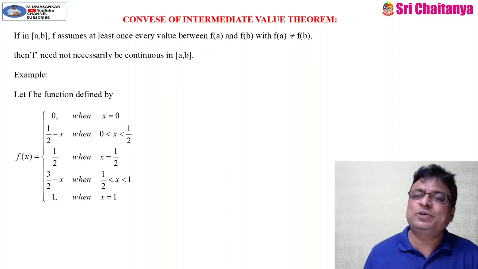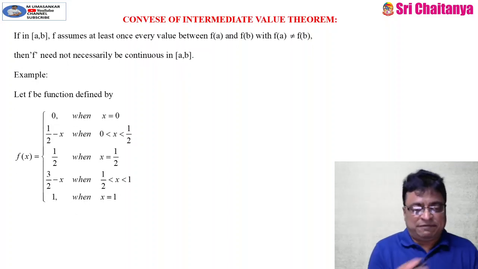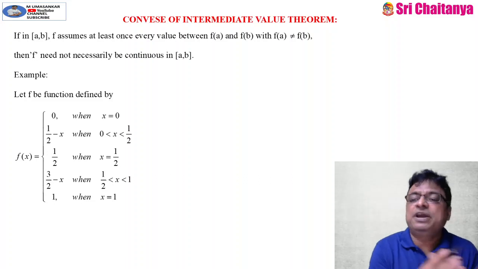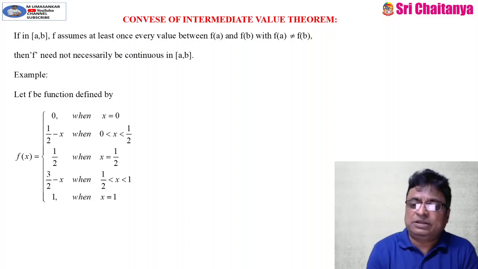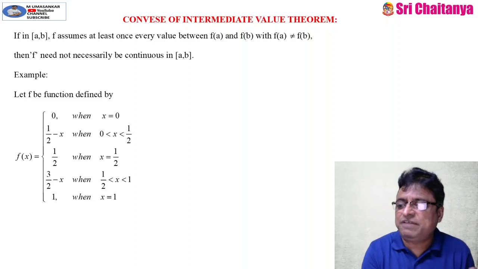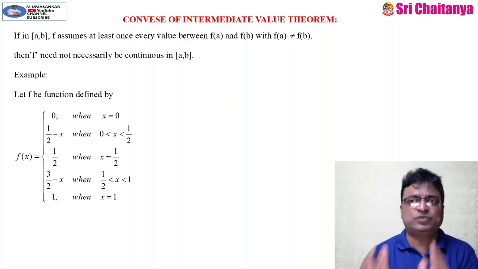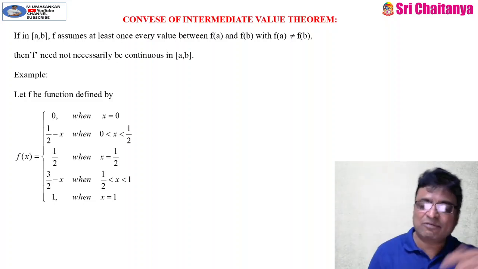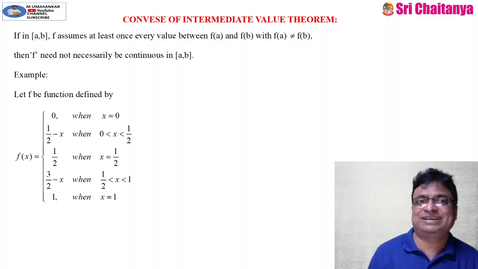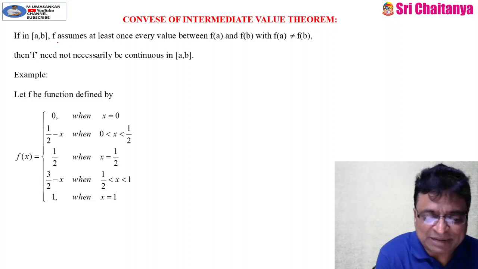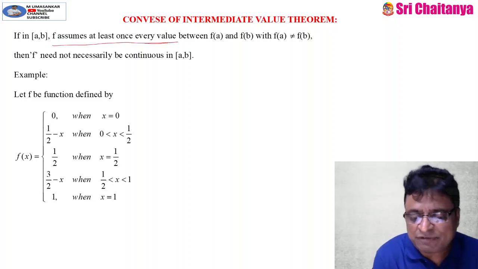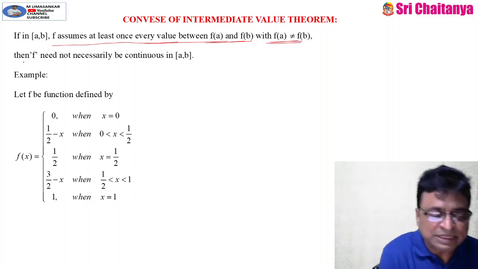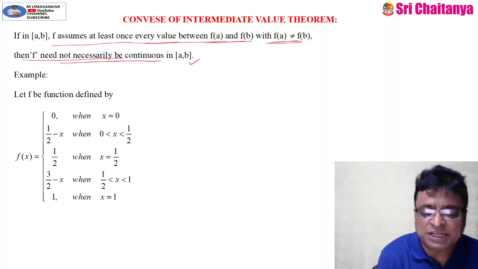What I told: if f is continuous in closed interval a b and f of a is not equal to f of b, then f can assume every value between f of a and f of b. That is the intermediate value theorem. But now, the converse: in a closed interval a b, if f assumes at least one value between f of a and f of b, with f of a not equal to f of b, then f need not be continuous in closed interval a b.